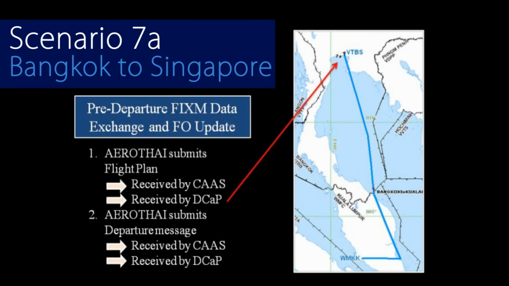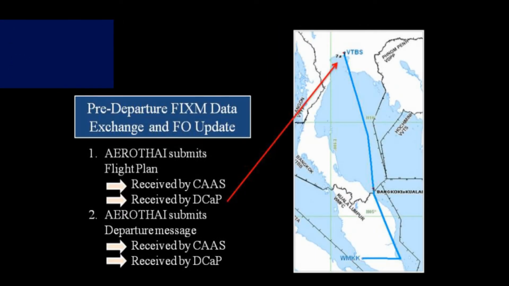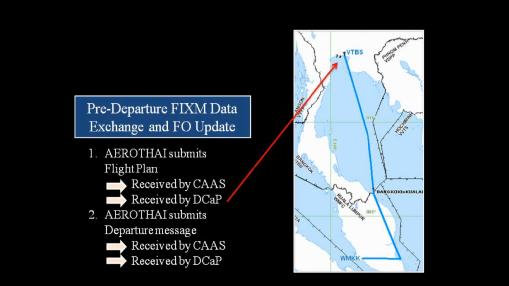Scenario 7A demonstrated subscribing and publishing departure messages of AeroTie and CAAS, translation of flight information to ICAO 2012 format via Mini Global EMS.